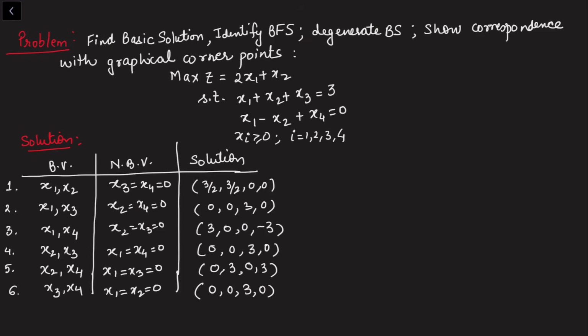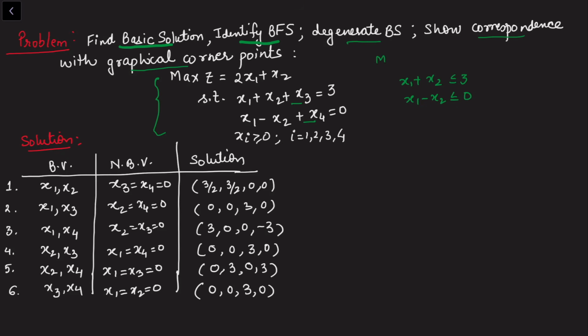Now in this problem, I want to find basic solutions, identify BFS, degenerate basic solutions, and then I want to show the correspondence with the graphical corner points. So in this question, you can see that we already have an equality system, but actually this x3 and x4 act as slack variables only. They are not appearing in the objective function. So I can also write this as x1 plus x2 less than or equal to 3, x1 minus x2 less than or equal to 0.